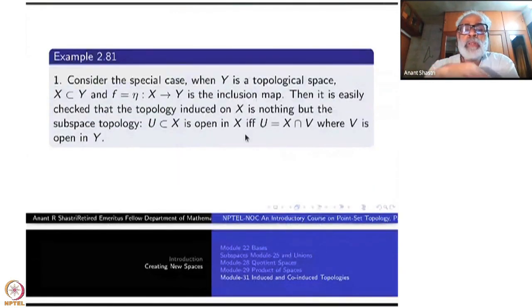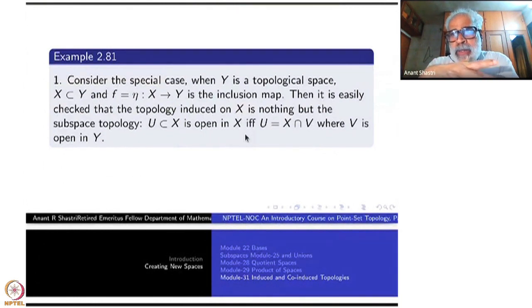So let us go back and examine whatever we have done already. So it is not a new thing almost. I told you it is all summing up this chapter. Consider a special case when Y is a topological space and X is just a subset of Y. Now you take F equal to eta, the inclusion map. Okay. X has no topology. Now what we have done? We have put the subspace topology here. But just do this one, namely, take the inclusion map and put the induced topology, whatever we have defined just now.